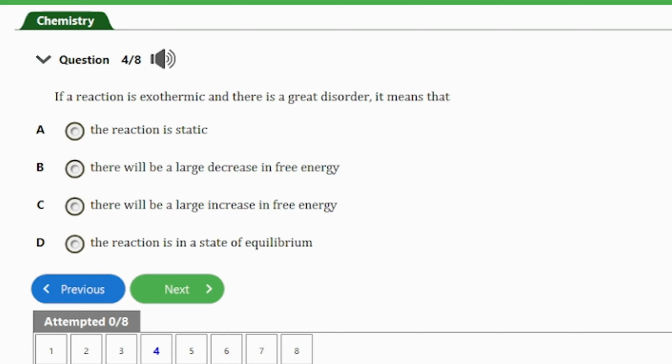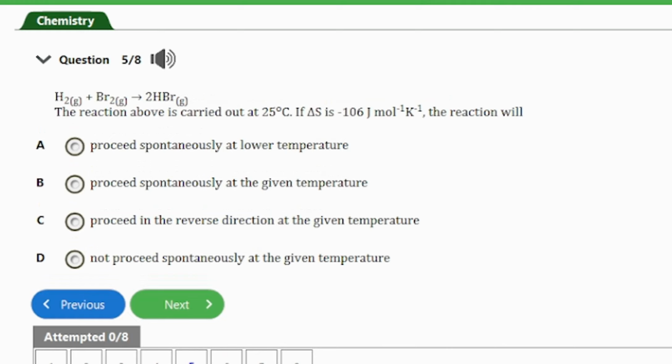So this will lead to a large decrease in the free energy. So guys, that will be option B here, and that's the answer to this question. So let's consider the next question, guys.